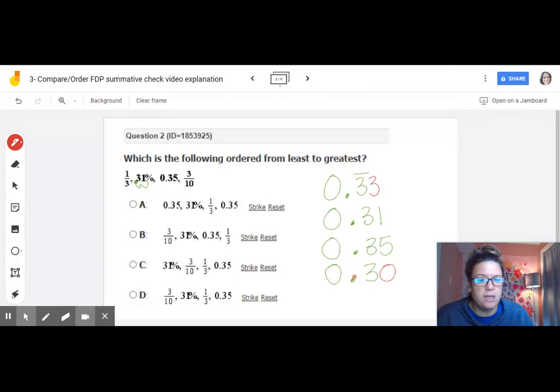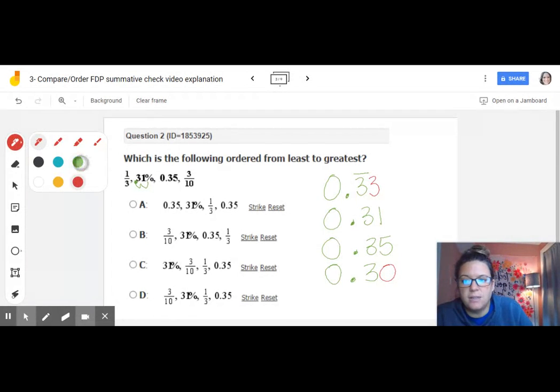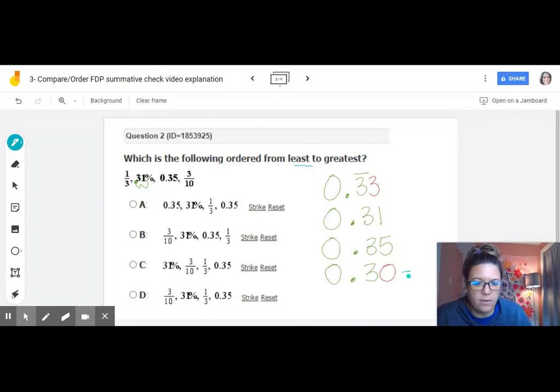All right, now it's easy to compare them. The smallest number is it 30, 31, 33, and 35. That's what I'm looking at. And the 30 is the smallest, so I definitely need that one to go first, then second, third, and fourth. So 3/10 needs to go first. And then 31% needs to go next. Both of them have that. And then 3 repeating, 1/3, and then 0.35.